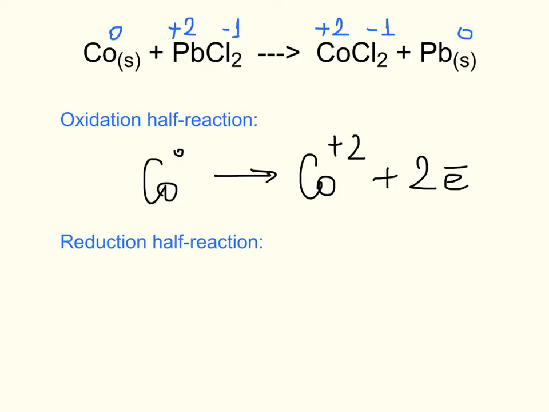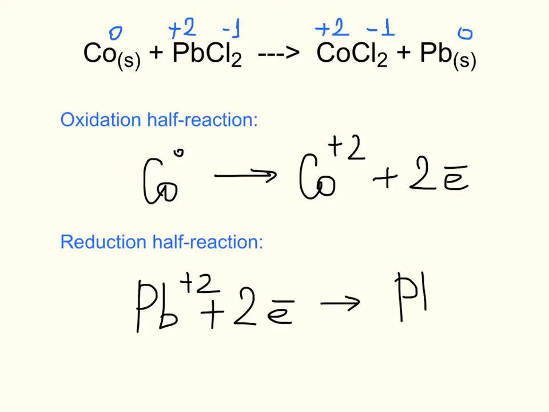And when it comes to lead, the lead had oxidation number +2, and then the oxidation number actually went down because lead accepted those 2 electrons that were lost by the cobalt. So let's write the reduction half reaction for lead. Lead +2 accepted those 2 electrons that were lost by the cobalt, and it became lead with the oxidation state 0.